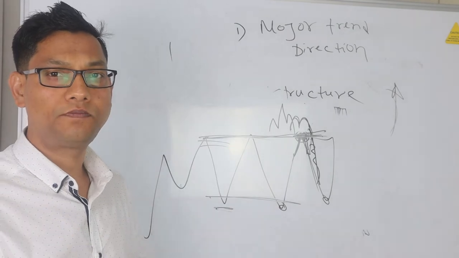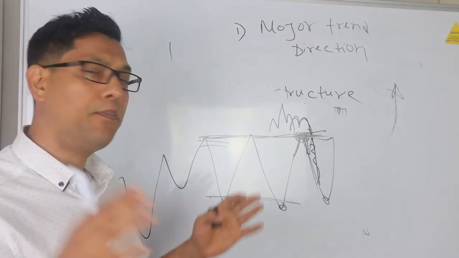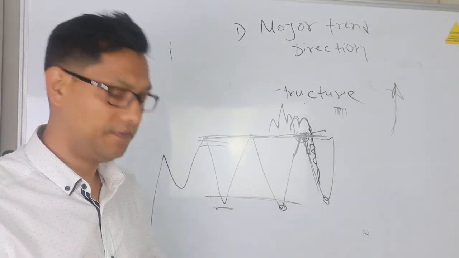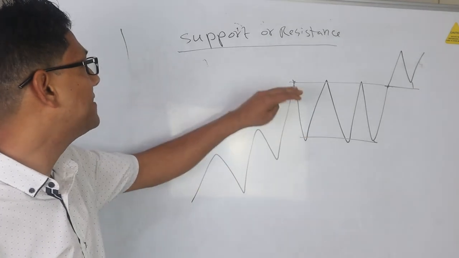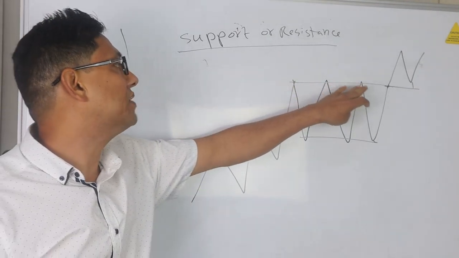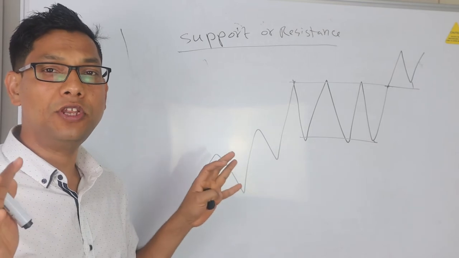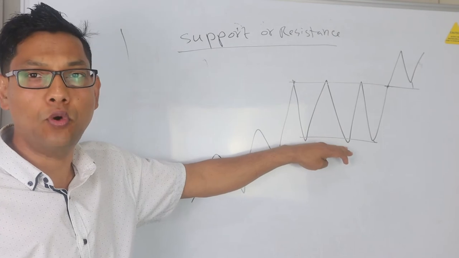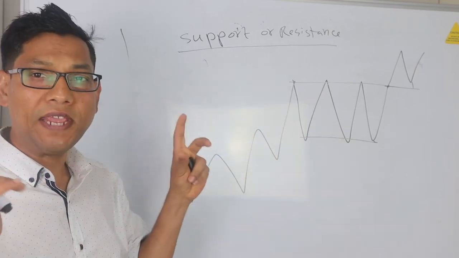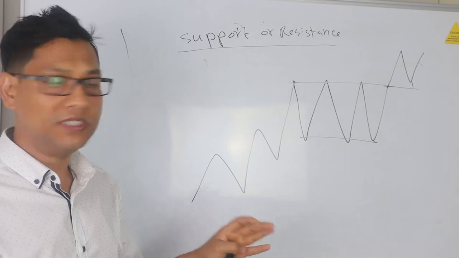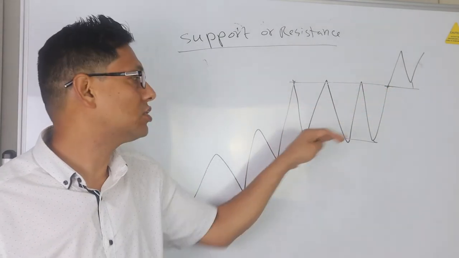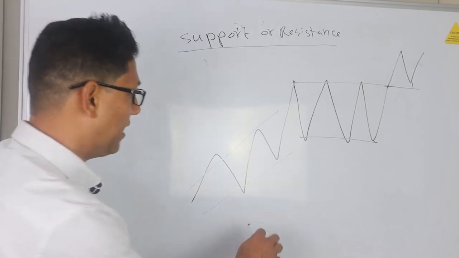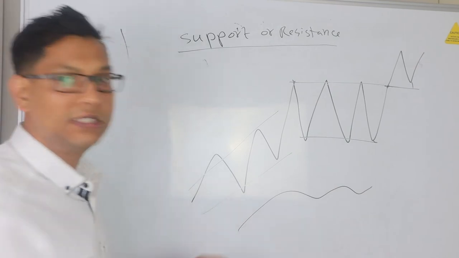Now before I jump onto the chart, let me recap what we have learned so far. When the price bounces off a certain level for a certain period of time, we can say that this is a level of resistance or support. There are mainly three kinds of support or resistance: horizontal, inclined, and dynamic level of resistance or support.